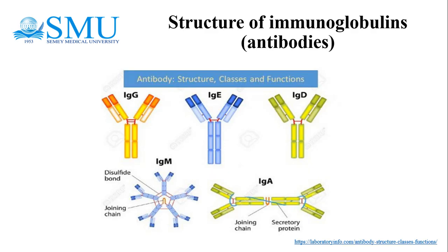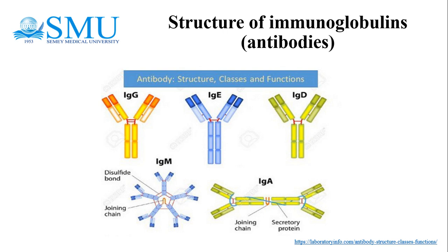And the structure of immunoglobulins, antibodies. Antibody or immunoglobulin is a specialized glycoprotein produced from activated B cells in response to an antigen, and it is capable of combining with the antigen that triggered its production.